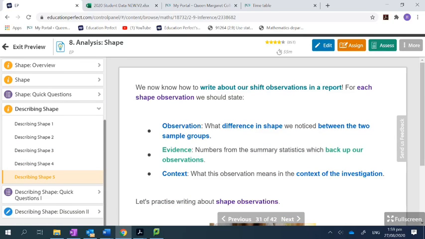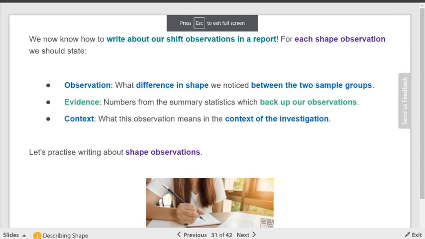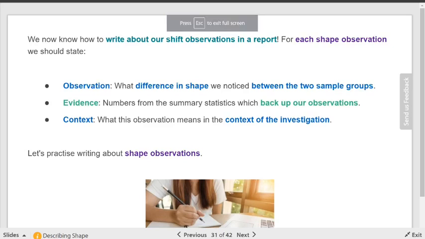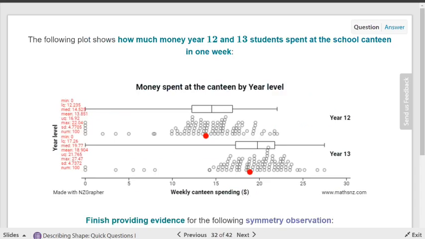And the big deal for you, though, as well as being able to identify it, is you need to be able to describe it as well. And if you look, it's exactly the same three things we've been doing. Your observation. What is your observation about the shape between the two sample groups? Evidence, numbers to back up your observation. And finally, context. What does that mean in context of your investigation? So let's look at some examples.